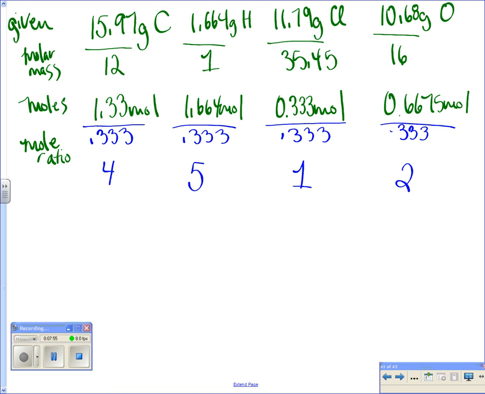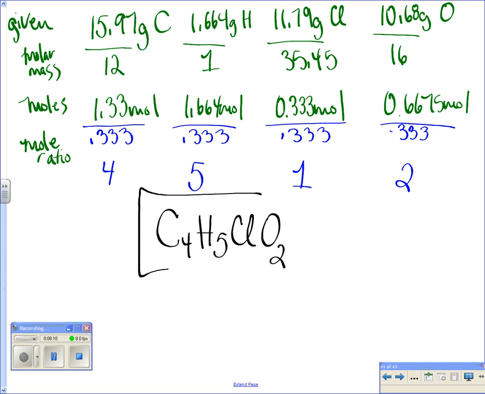So then I'm going to stick them back on. And so my final answer is C4H5ClO2, with the 1 on chlorine, which we don't write. So that is the empirical formula given that information from the original problem.